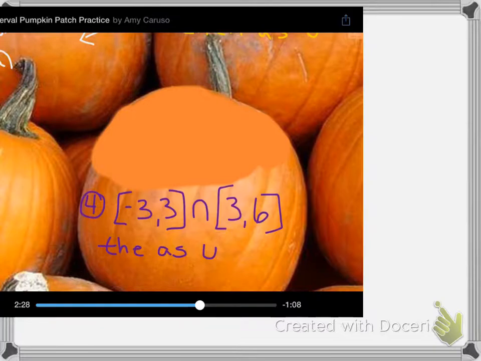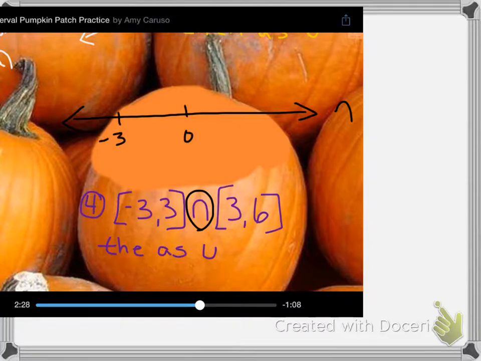So let's start with the graph. That's what I always do. There we go. I'm supposed to be doing an and first. I like to put that there so I don't forget. So I have 3, negative 3, 3, 6. So 0, I have a negative 3, I have a 3, I have a 6. There's a lot of numbers involved here.